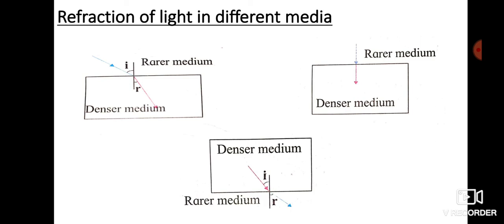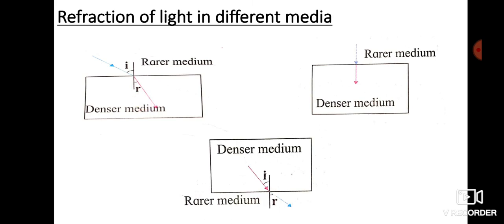I have already explained this when I was talking about refraction of light in the different media. So here we have a glass slab. Light is moving from a rarer medium to a denser medium. Always remember, glass is always denser than air. So the blue one is the incident ray. When the incident ray moves from a rarer medium to a denser medium, it moves towards the normal. So here we have angle I greater than angle R.